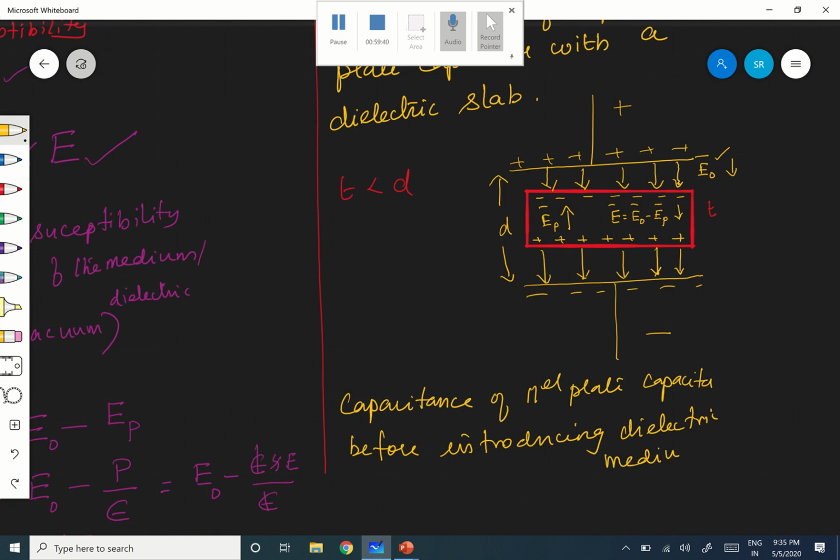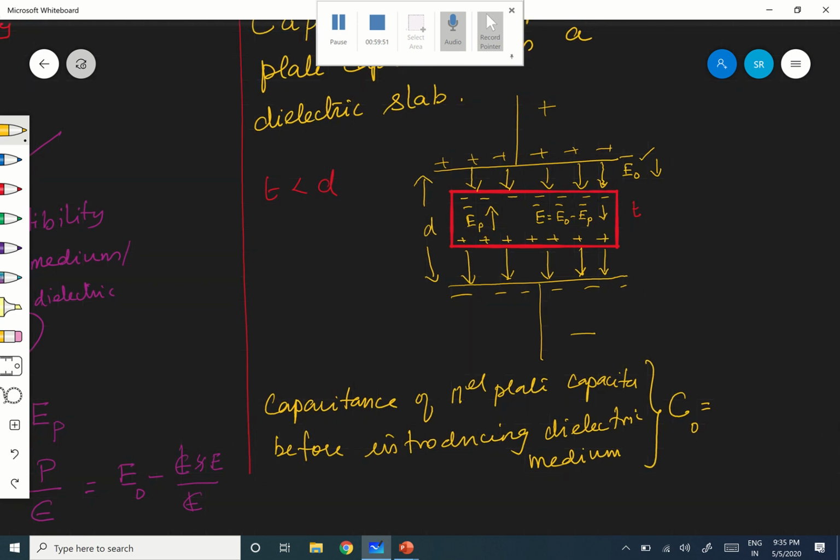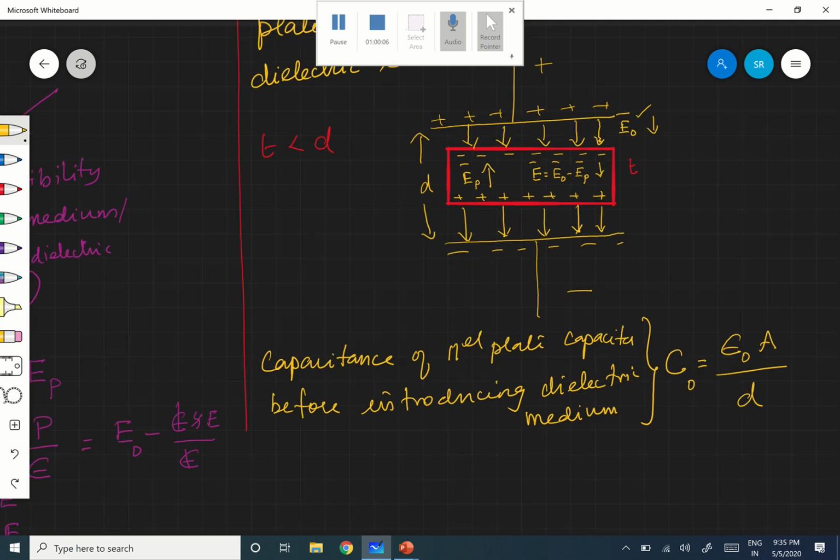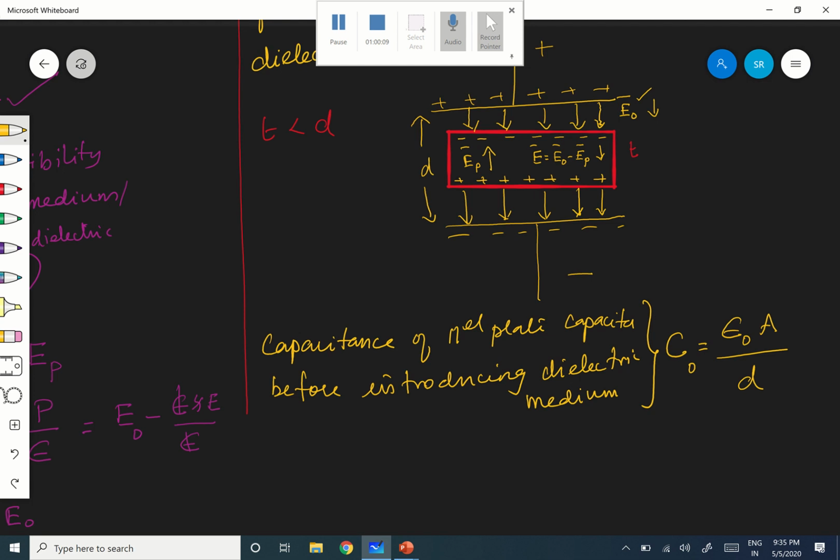with no dielectric medium, is given by, let it be C naught, which is equal to epsilon naught A by D, where A is the area of the plate and D is the distance of separation between the plates. Before introducing the slab, only air is there inside, therefore it is epsilon naught A by D. Now, after introducing the slab, let V be the potential difference between the plates of the capacitor.